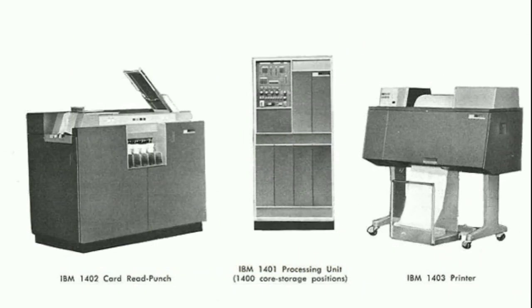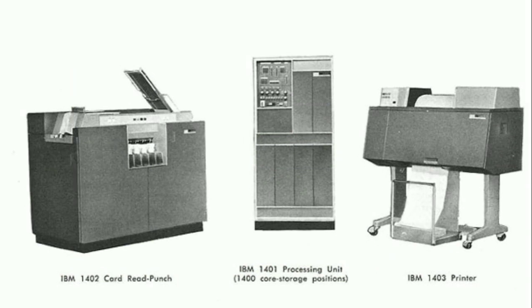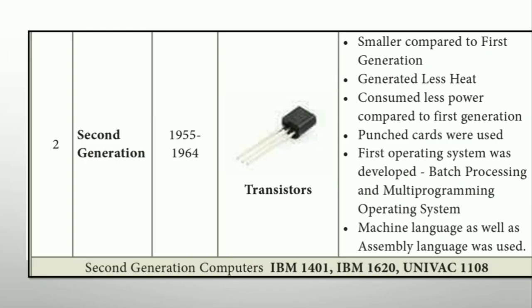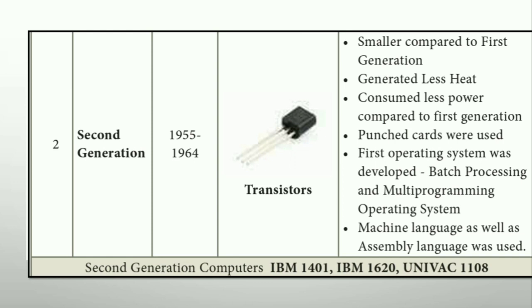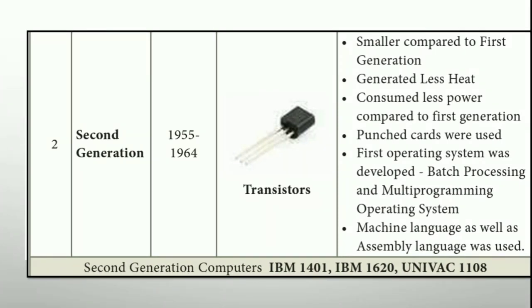Look at the device. Compare the first generation and second generation. Yes, the size of the device is comparatively small. These devices also generated heat, but less heat, and they also consumed less power. In this generation they used punch cards for input and print sheets for output. The first operating system was developed in this generation, and they used batch processing and multi-programming.